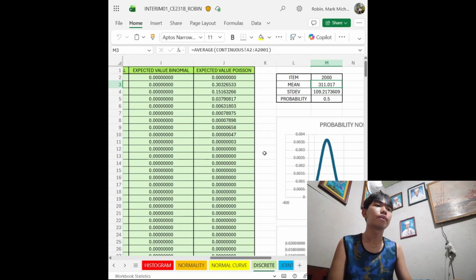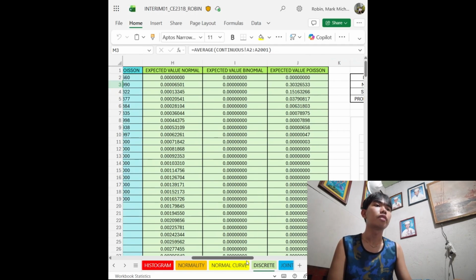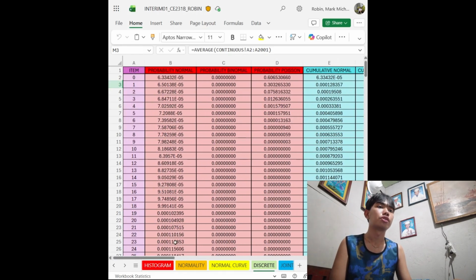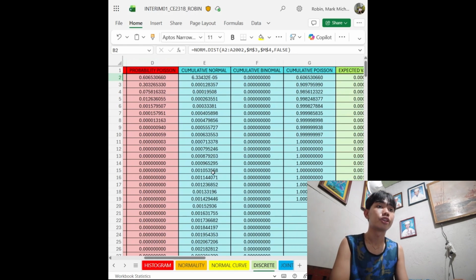You can look at this. This means that the probability is 0.5, and I press F4 so that it will have a good answer. After that, I calculated the probability of binomial, and then probability normal. Then after I calculated that, I moved to the cumulative normal, cumulative binomial, and cumulative Poisson.